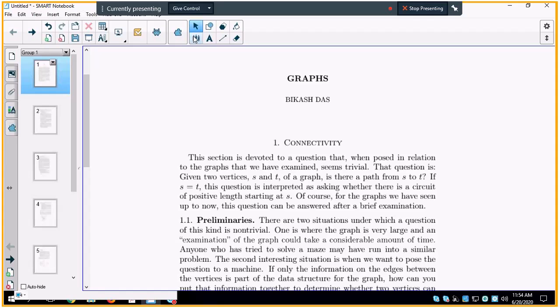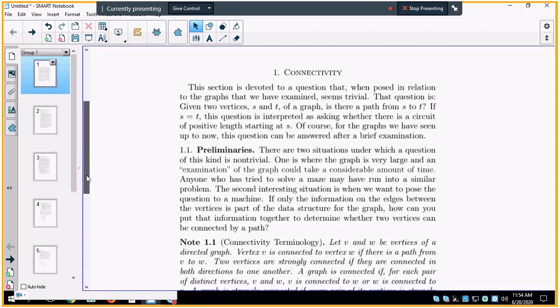Our next lesson in the module on graphs will be about graph connectivity. So this section will be devoted to the question that, when posed in relation to graphs, could seem trivial. The question is, given two vertices S and T of a graph, is there a path from S to T? If S is equal to T, then this question would be interpreted as asking whether there is a circuit of positive length starting at S. And for the graphs that we've seen so far, the question could be answered briefly after examining them.